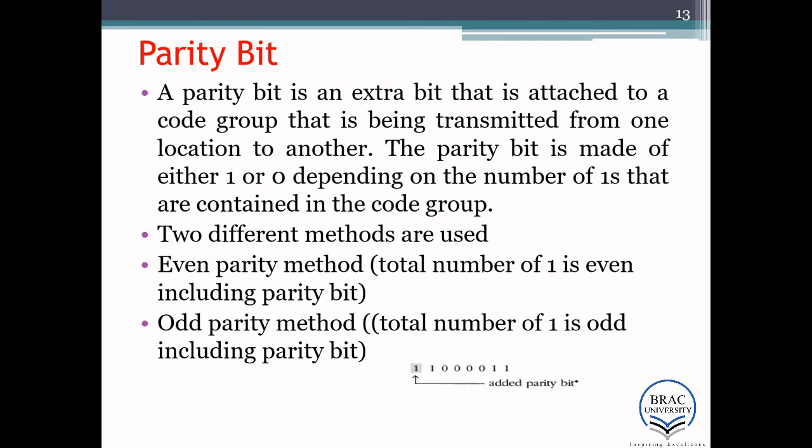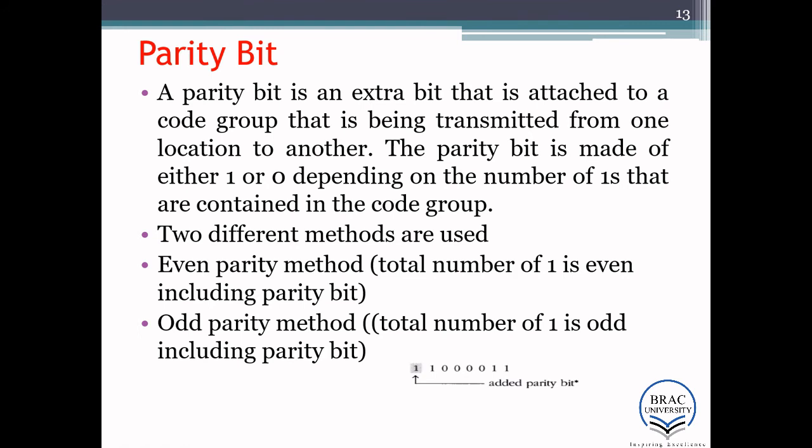A parity bit is an extra bit that is attached to a code group that is being transmitted from one location to another location. The parity bit is made of either 1 or 0 depending on the number of ones contained in the code group. There are two different methods. Even parity method: the total number of 1s is even including the parity bit. Odd parity method: the total number of 1s is odd including the parity bit.